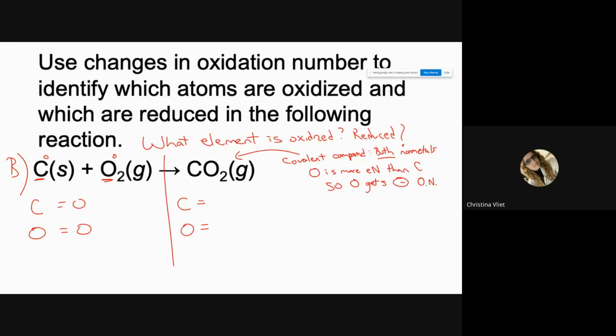What is the negative oxidation number that oxygen gets? And yes, you do have to know this by heart or by looking at your periodic table. What would it be? Negative 2. Oh, so the other oxygen element is going to be 0, for here? Yes. Because these are in their standard state, they're always 0.